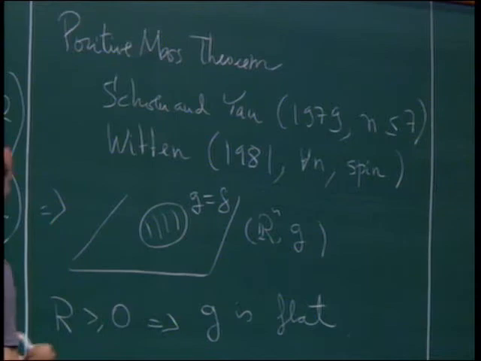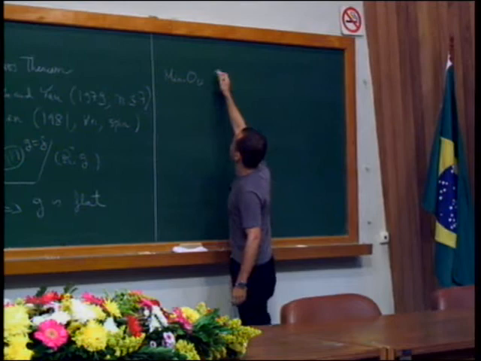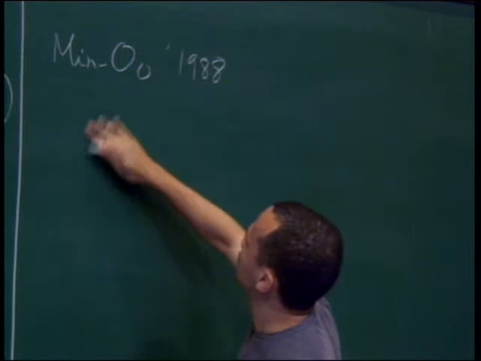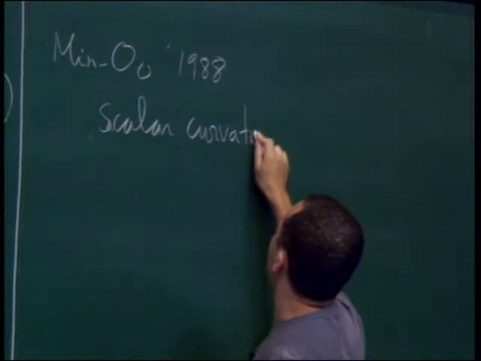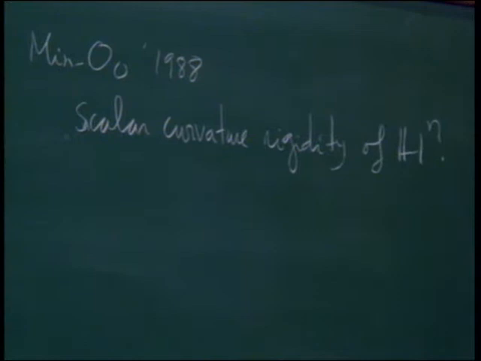So this result inspired Min-Oo to prove the same kind of result for the hyperbolic space. So he proved, this was in 1988, the scalar curvature rigidity of hyperbolic space. So the hyperbolic space, again, has this property that you cannot increase the scalar curvature of the hyperbolic space in a compact set, right?